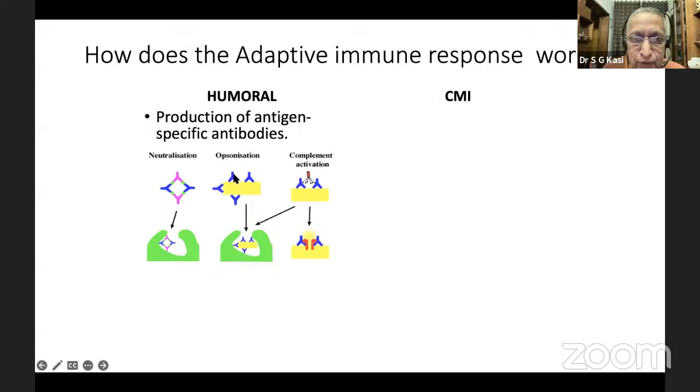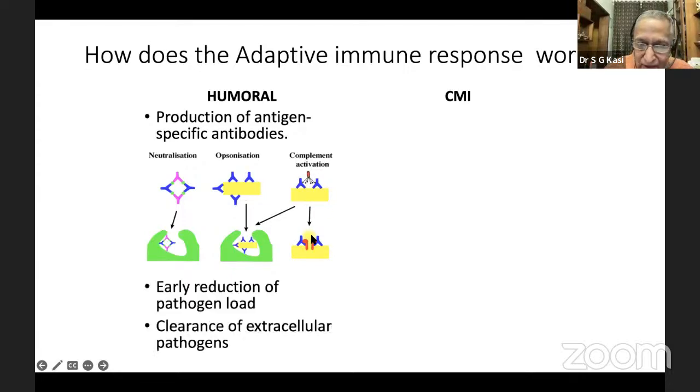Opsonization. Opsonins are certain proteins, Y-shaped proteins, which are produced in the spleen. These coat the microorganisms, and this sends signals to the antigen-presenting cells that here is a microorganism, come and engulf it. And the third component is the complement. The complement may either function as an opsonin or it can directly kill cells. What is the function of the humoral response? Early reduction of pathogen load and clearance of extracellular pathogens.